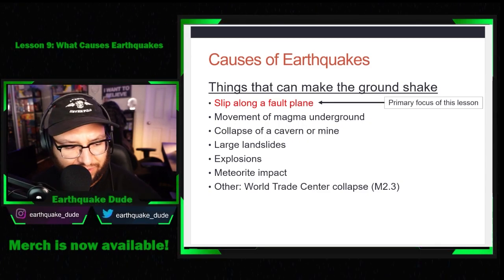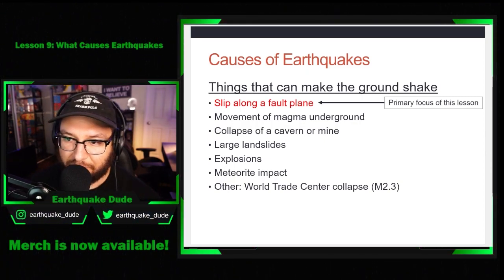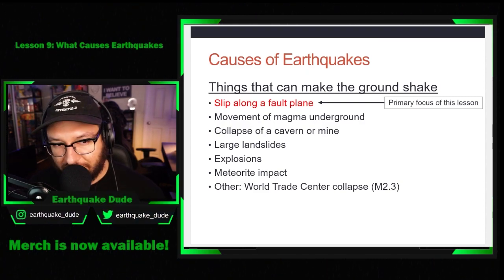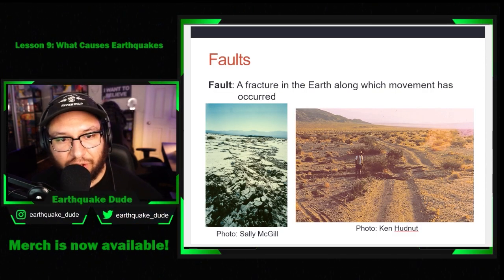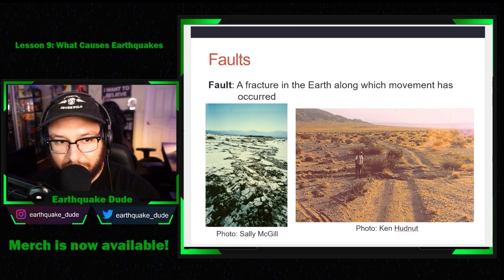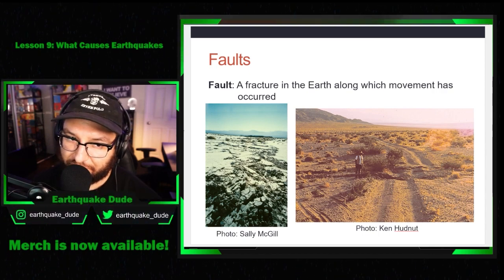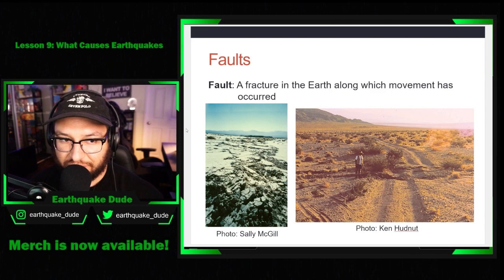So you guys have all heard that word fault: San Andreas fault, San Jacinto fault, the big Cascadia fault, right? But what does fault actually mean? Well, by definition, a fault is a fracture on the earth along which movement has occurred. Meaning, if there's a fracture and that fracture actually starts to move, by definition, it's considered a fault.